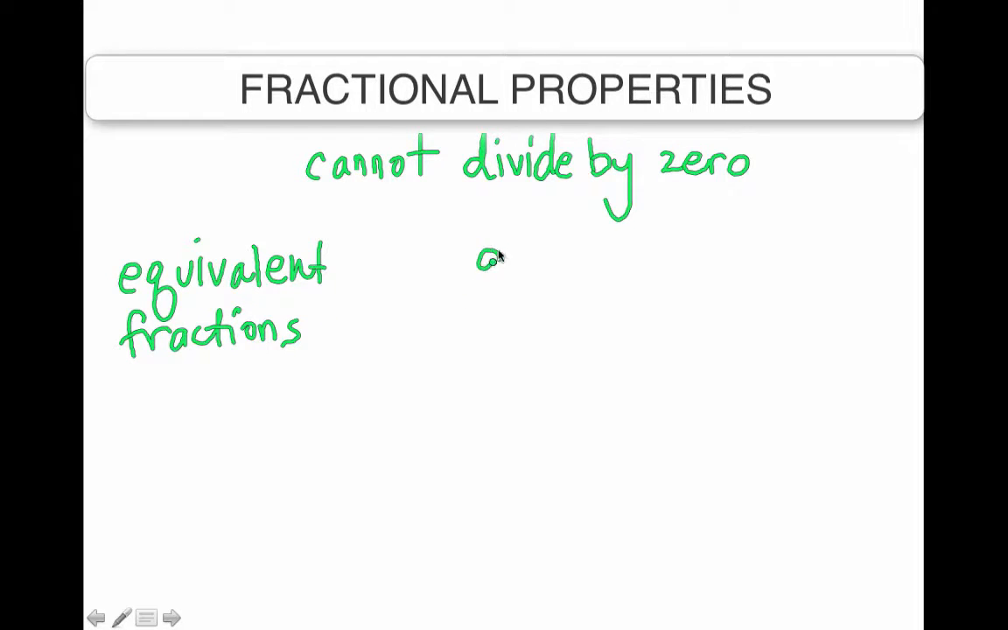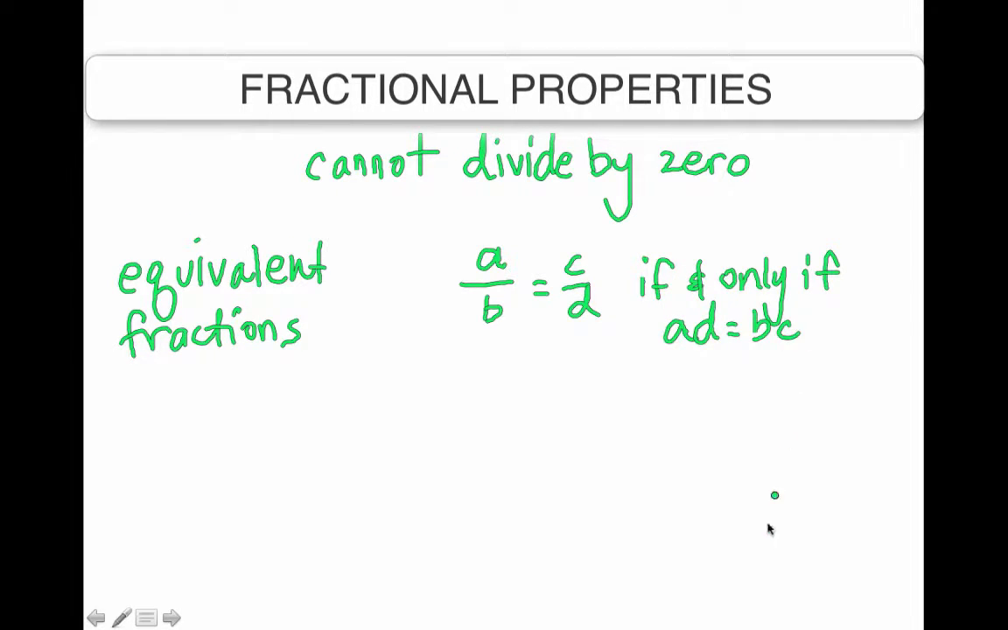So two fractions are equivalent or equal, like this, if and only if when we do cross multiplication, those two products are equal. So A over B equals C over D if and only if AD equals BC.